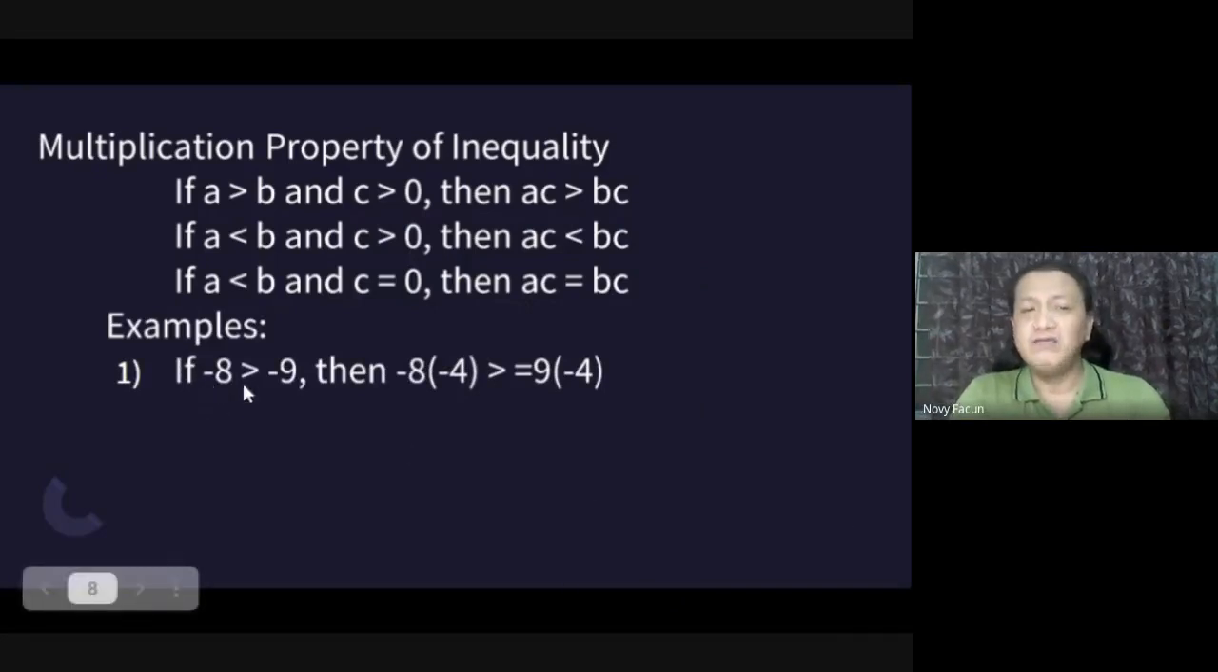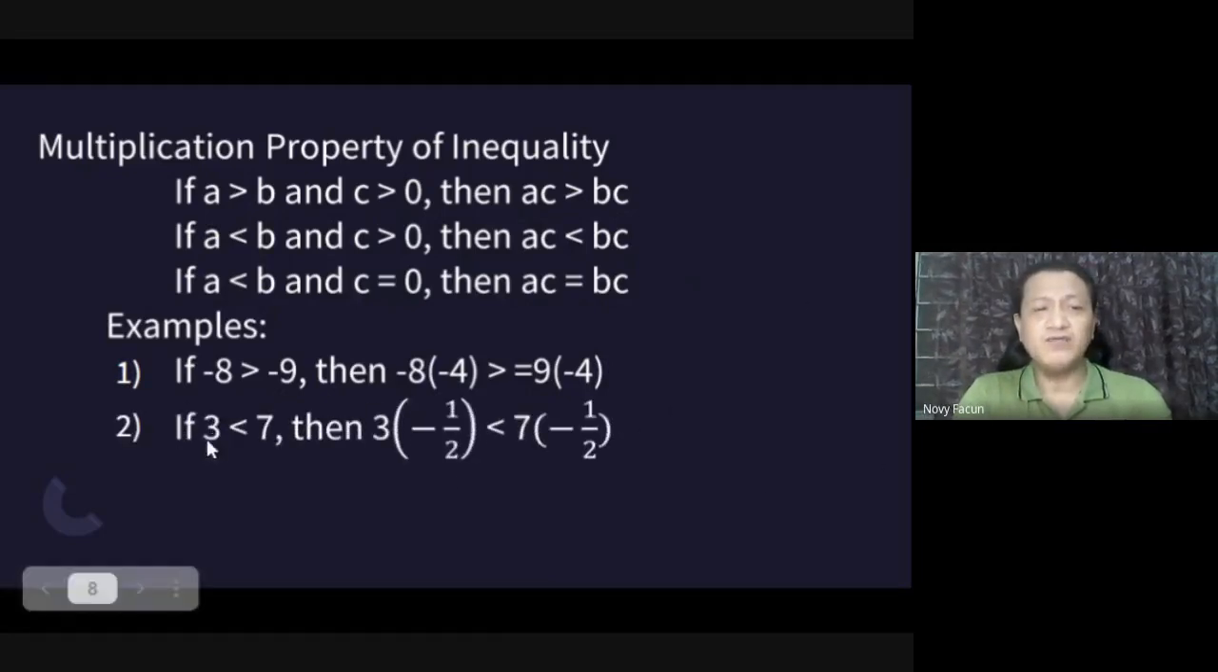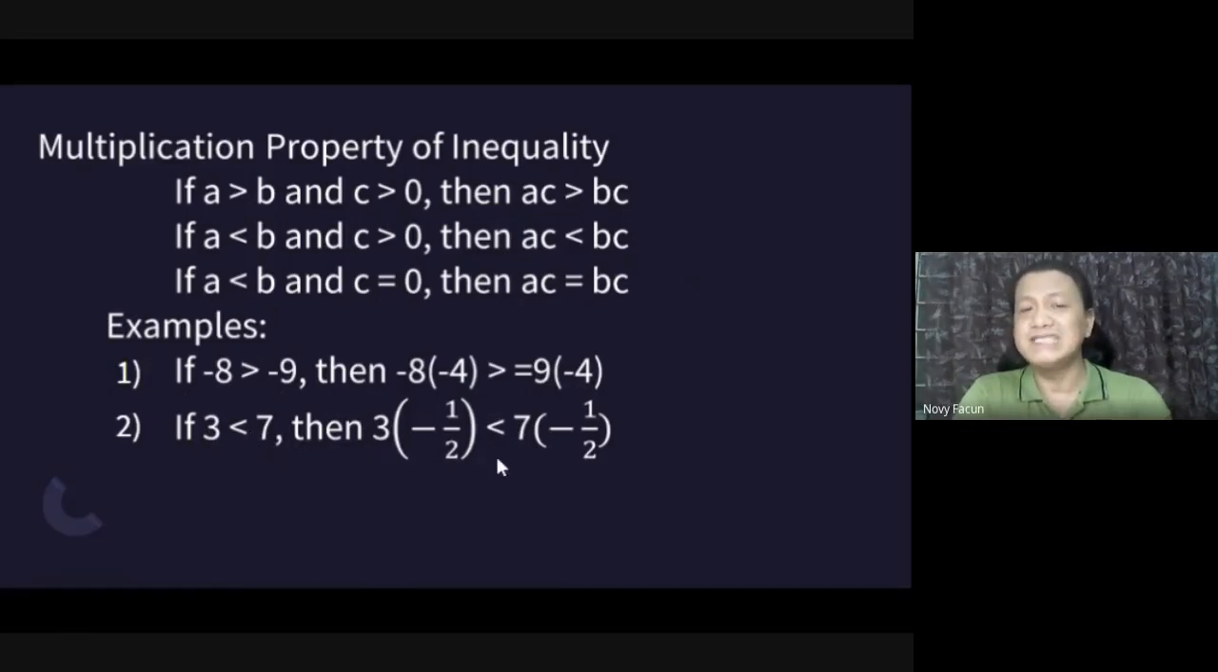If negative 8 is greater than negative 9, then negative 8 times negative 4 is greater than or equal to negative 9 times negative 4. Okay, so dito nag-multiply ako ng negative 4 on both sides of the inequality. So, next we have if 3 is less than 7, then 3 times negative 1 half is less than 7 times negative 1 half. So, dito naman nag-multiply ako both sides of the inequality by negative 1 half. So, kailangan parehas lagi yung multiply natin.